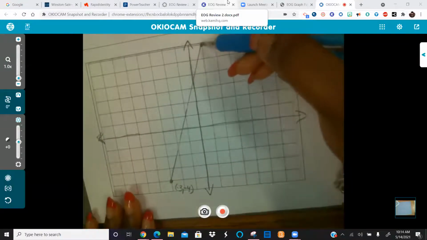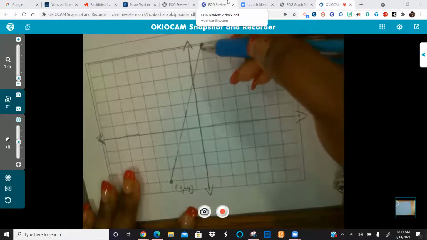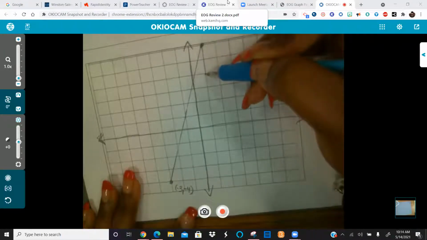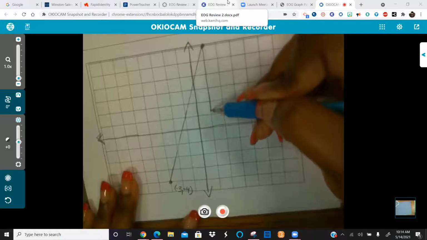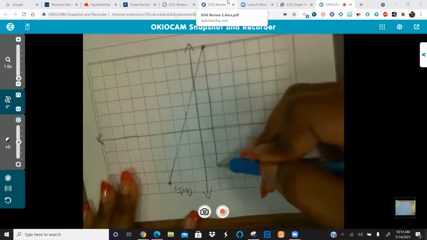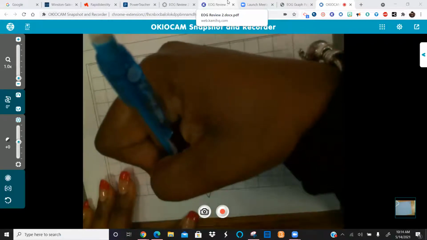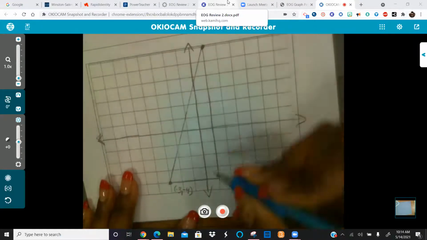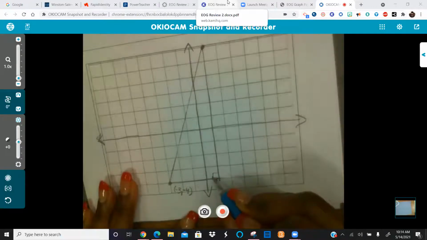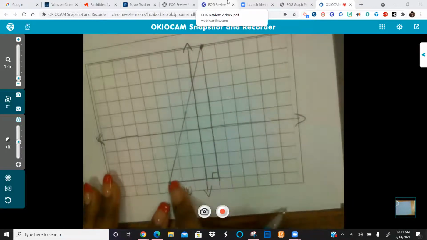So from this point, I'm gonna use just my grid lines. I'm gonna trace this grid line all the way down. And I'm gonna trace this grid line all the way across so that I can form a right triangle. Trace the grid lines.